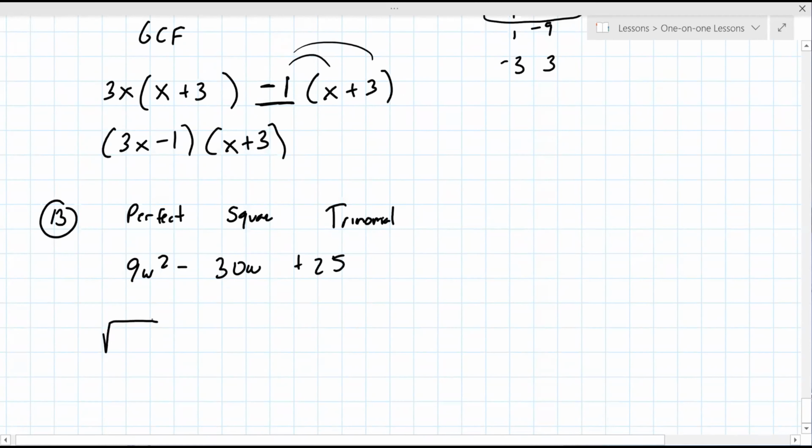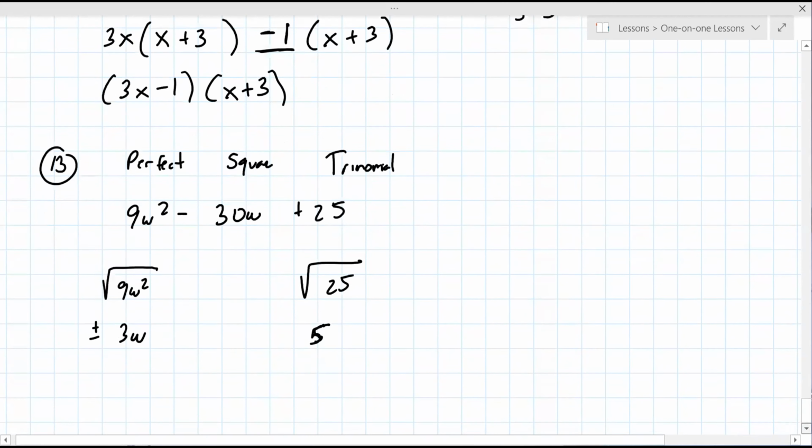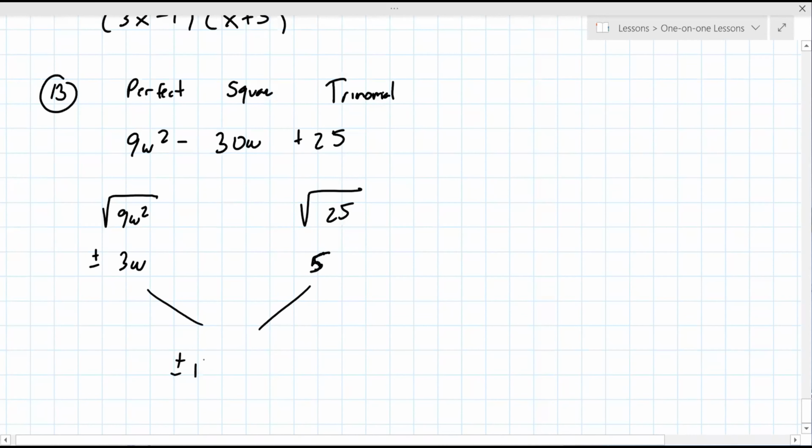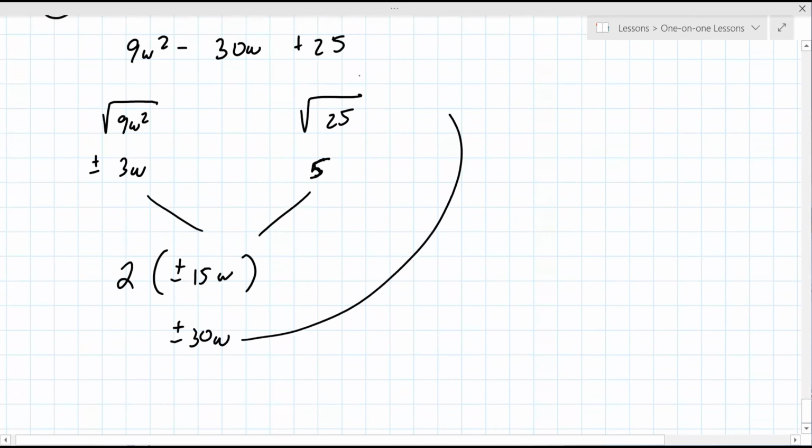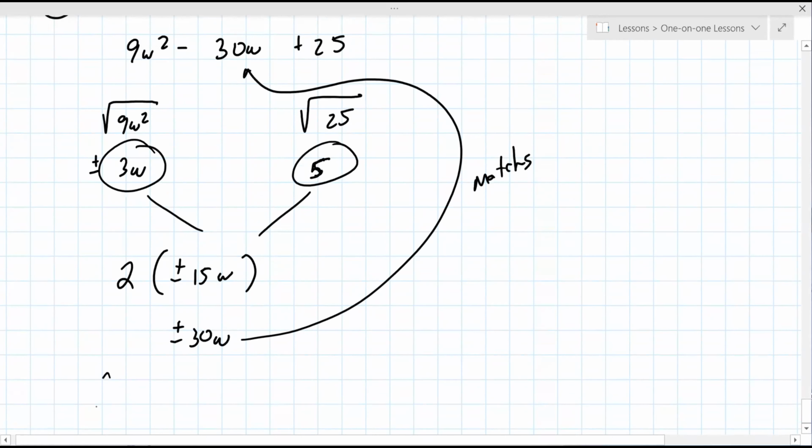Well, you take the square root of the first thing, 9w squared. You take the square root of the last thing. So this is 3w plus or minus, and this is 5. When you multiply them together, you get plus or minus 15w. And then when you double it, you get plus or minus 30w, and that's what you have back here. This matches that. So what these do is they tell you what the binomial is. It's this times this, but they're the same.